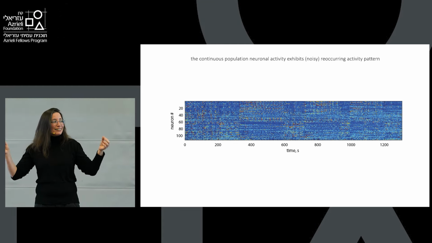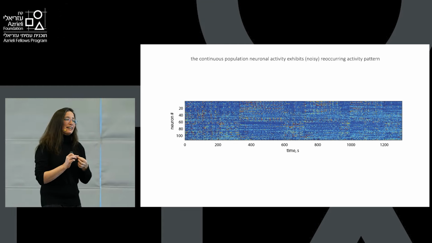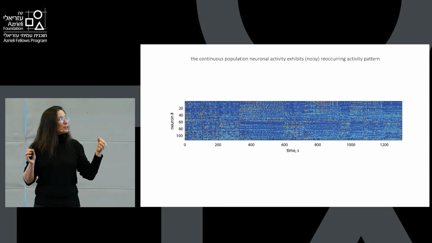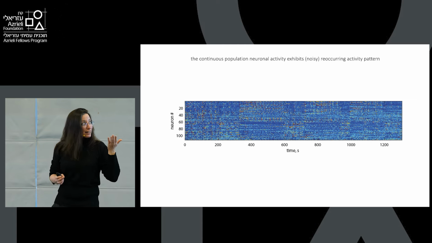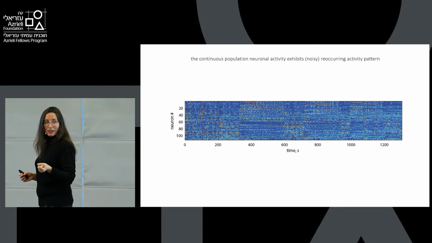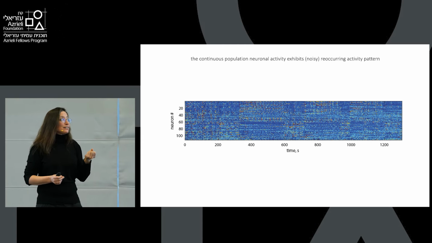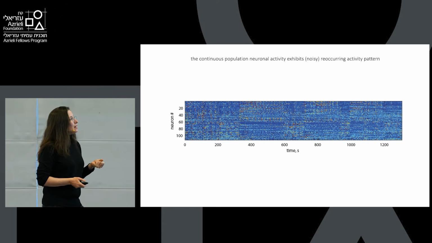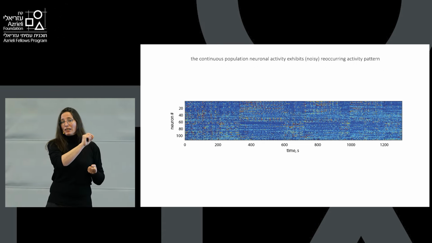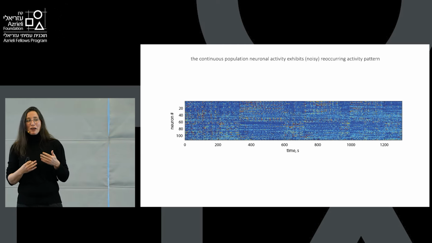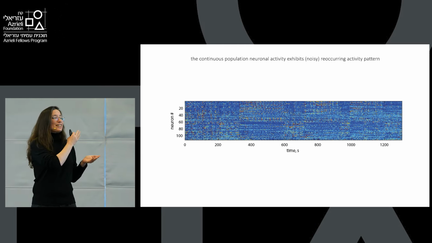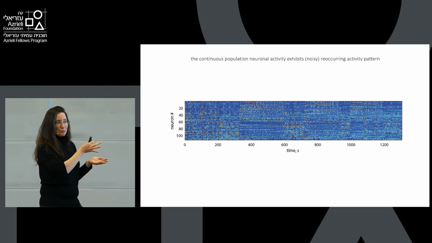So every line in this heat map represents the activity of the neuron across the entire session. Warm colors, high activation; cold colors, relative inactivation of the cell. Neurons are stacked one above the other. So we have here a bit over 100 neurons. And time along the session runs on the x-axis from left to right.